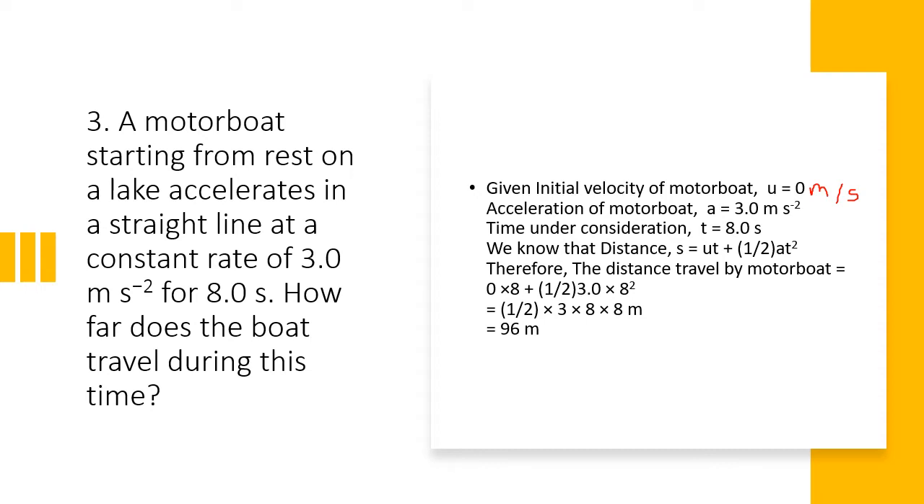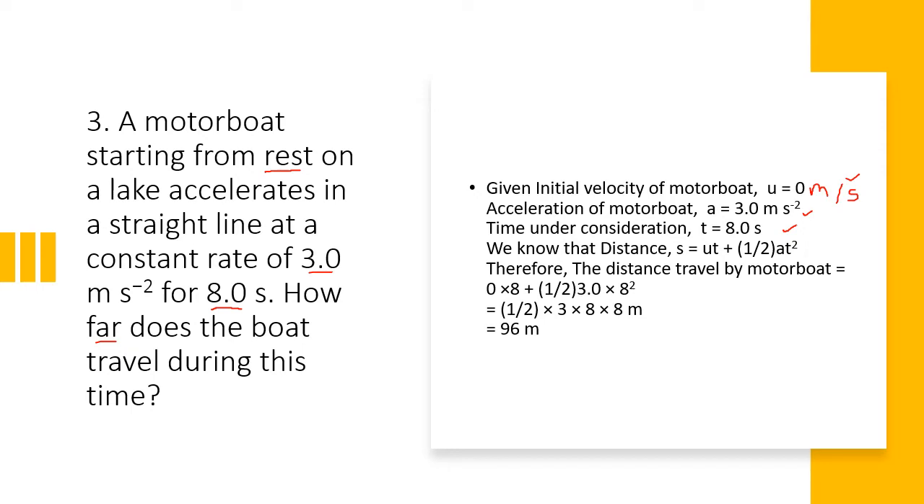So again, a motor boat starting from rest on a lake accelerates in a straight line at a constant rate of 3 meters per second squared for 8 seconds. So these three are your given values. What should you calculate? How far does the boat travel during this time? How far means the distance. So you should write all the given values like this. Initial velocity: the motorboat is starting from rest, in the sense initial velocity u is 0 meters per second. Acceleration of the boat a is equal to 3 meters per second squared and the time is 8 seconds. So these three are your given values and the distance is your question.